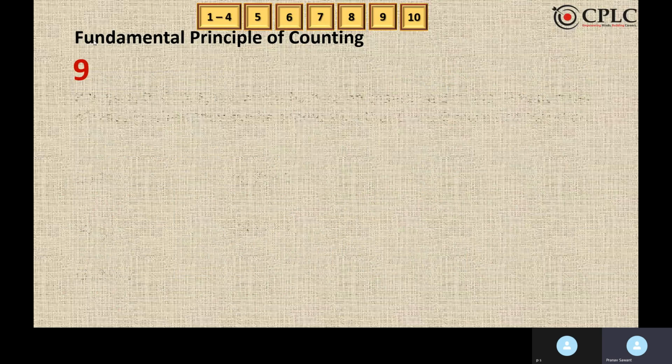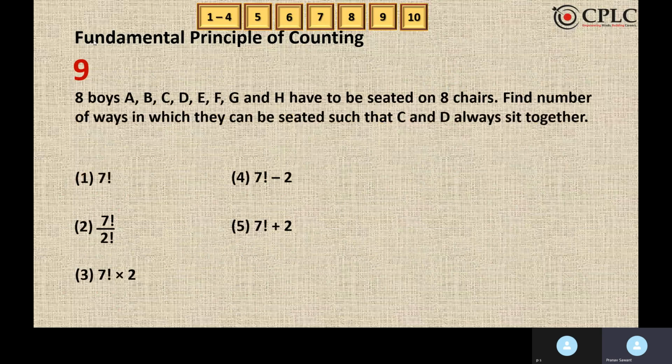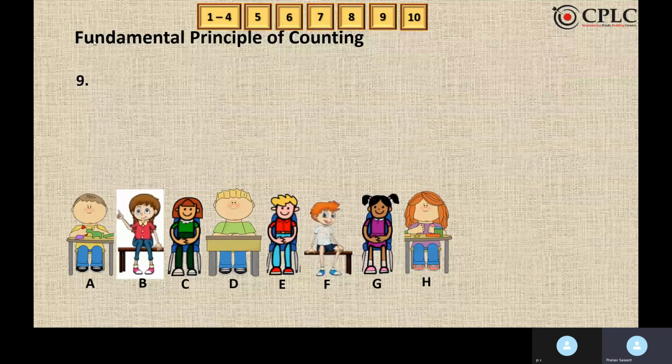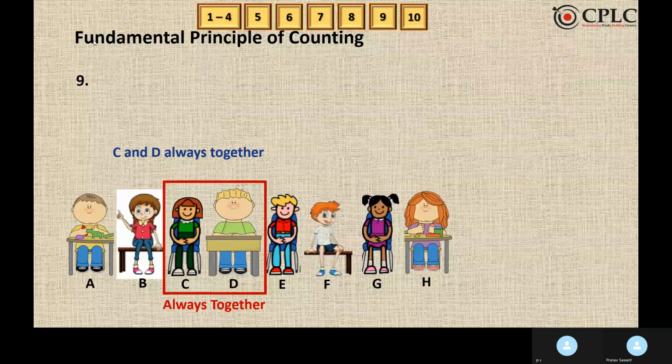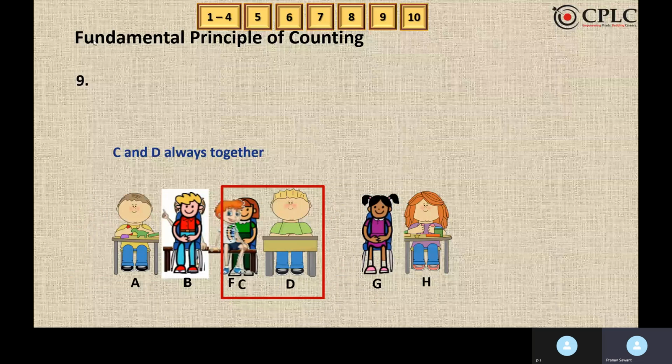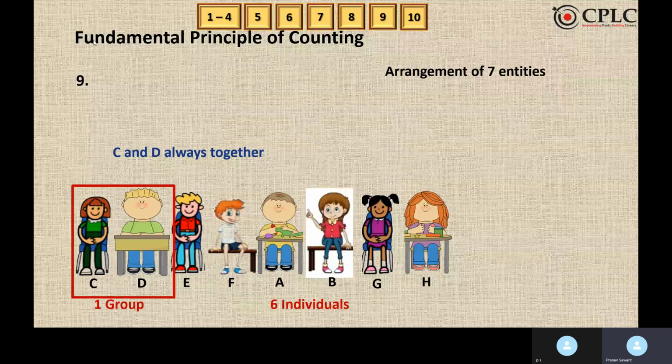Moving to the next question. 8 boys A to H have to be seated on 8 chairs. Find the number of ways in which they can be seated, such that C and D are always together. Now, C and D are always together. That means we have to assume them as one entity. So if C and D is one entity, there are a total of 7 entities, one group and 6 individuals. So we have to make an arrangement of 7 entities now.